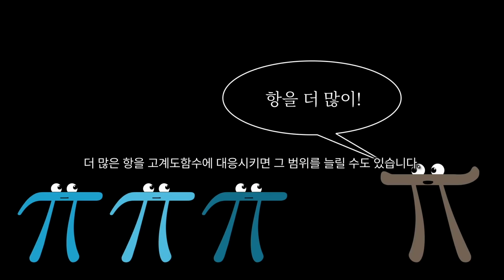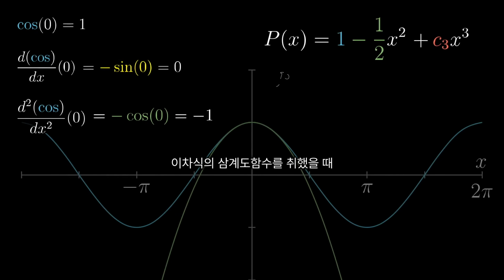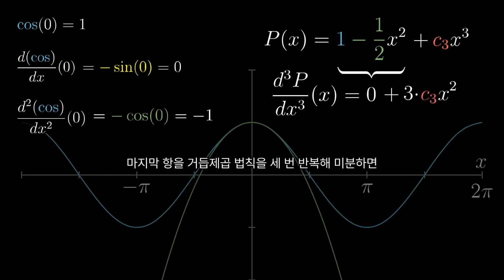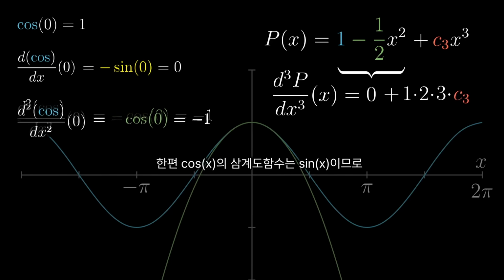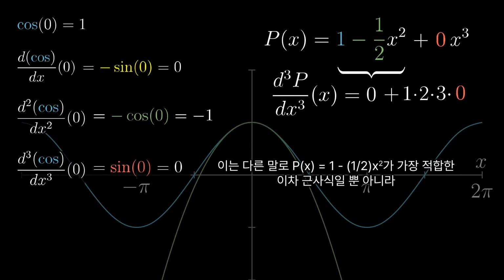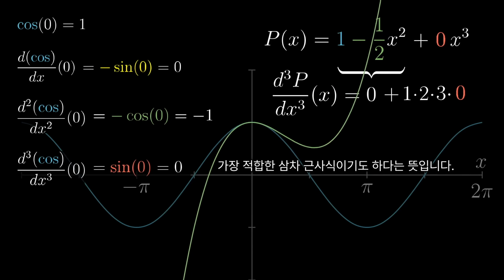You could give yourself more control by allowing more terms in your polynomial and matching higher order derivatives. For example, let's say you added on the term c3 times x cubed for some constant c3. Well, in that case, if you take the third derivative of a cubic polynomial, anything that's quadratic or smaller goes to 0. And as for that last term, after 3 iterations of the power rule, it looks like 1 times 2 times 3 times whatever c3 is. On the other hand, the third derivative of cosine x comes out to sine of x, which equals 0 at x equals 0. So to make sure that the third derivatives match, the constant c3 should be 0. Or in other words, not only is 1 minus 1/2 x squared the best possible quadratic approximation of cosine, it's also the best possible cubic approximation.